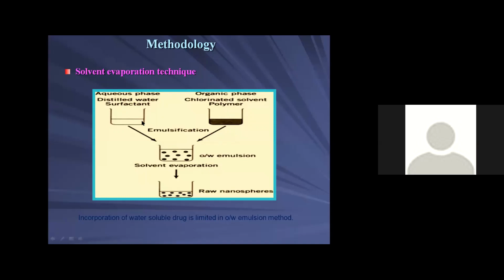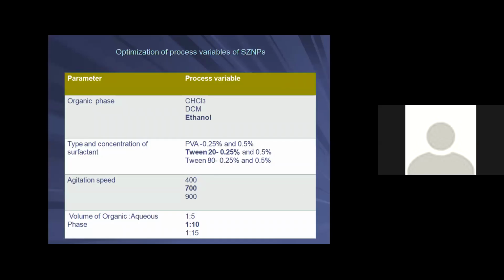The organic phase is added to the aqueous phase under continuous stirring. The solvent will be evaporated and the polymer will be precipitated, so it leads to formation of nanospheres. Before starting the technique, we have to optimize the process variables.